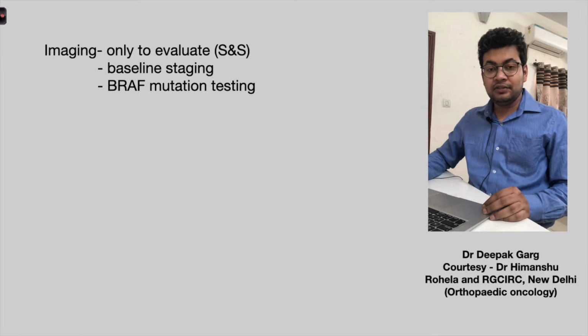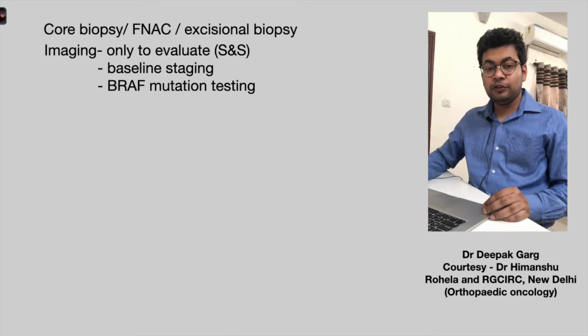In the baseline staging, we should do cross-sectional imaging of the local part and of the nodal basin, or we can directly go for the PET scan with or without MRI brain, and we should send for BRAF mutation testing. Then we go for the local site biopsy as we have explained earlier, and a core needle biopsy or FNAC from the lymph node to confirm the malignancy.